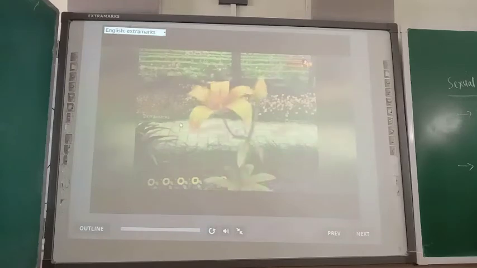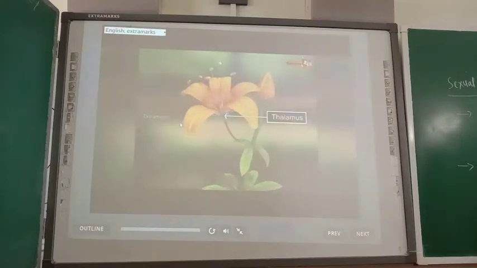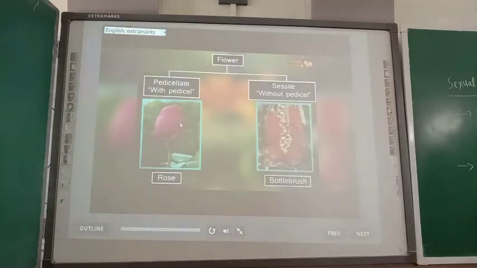A typical flower has a pedicel, which is the stalk that holds the flower, and the thalamus, which is a large part of the stalk that bears all the parts of flower. On the basis of presence or absence of pedicel, flowers are classified into pedicellate and sessile respectively. Rose is a pedicellate flower, while bottle brush is a sessile flower.